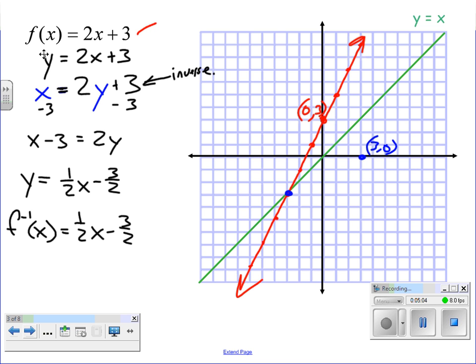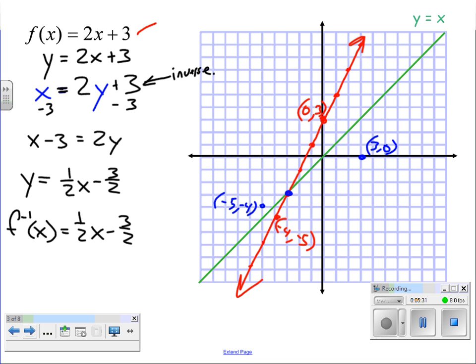And let's just take this point right here. This point over here is (-4, -5). So if I switch those values, I'm going to be at (-5, -4). So go back to (-5, -4), and that's going to be my inverse point. Okay. Now if I connect those lines, it should be the line 1/2 x minus 3/2.